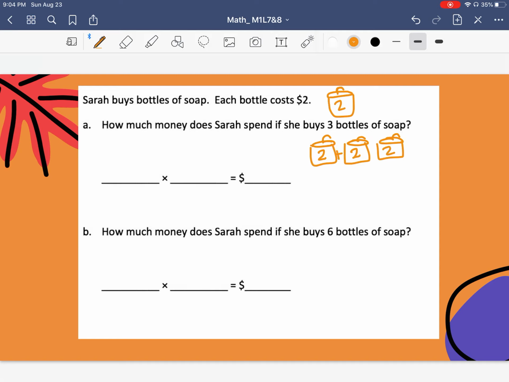So let's add the total amount. She bought 3 bottles and each one was $2. So in total, she spent $6. Number B, how much money does Sarah spend if she buys 6 bottles of soap? Oh, now she decided to buy 3 more bottles. So I need to draw 3 more bottles. So here are her first 3 bottles, and then she decided to buy 3 more.